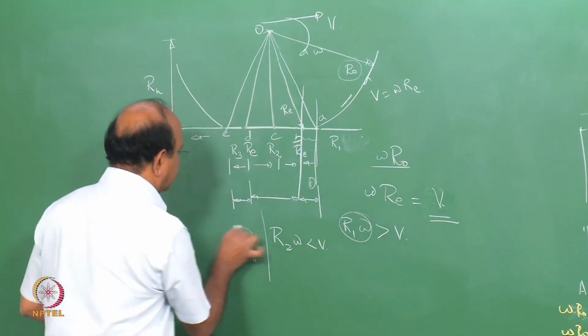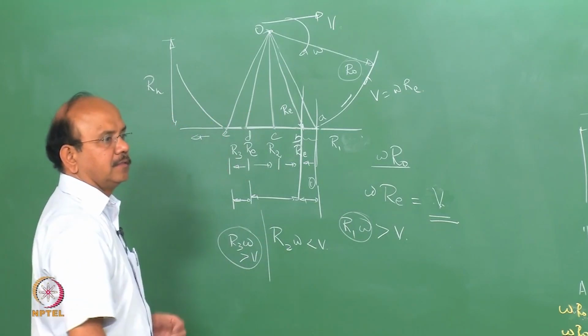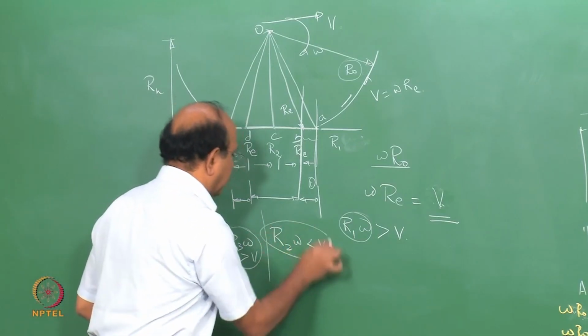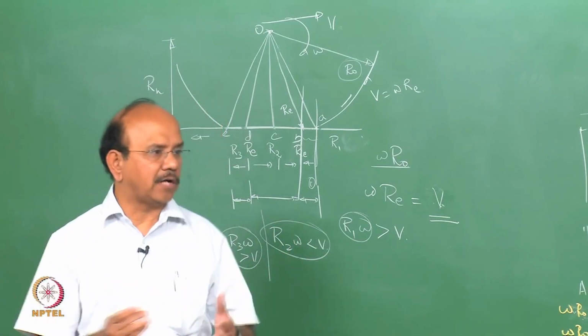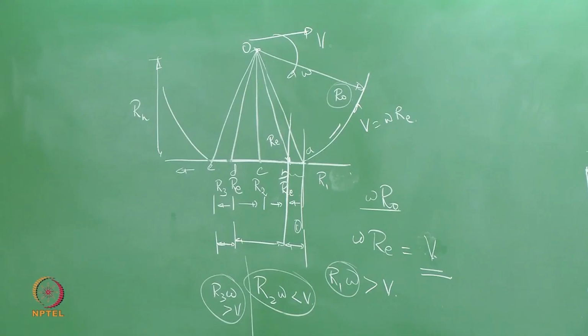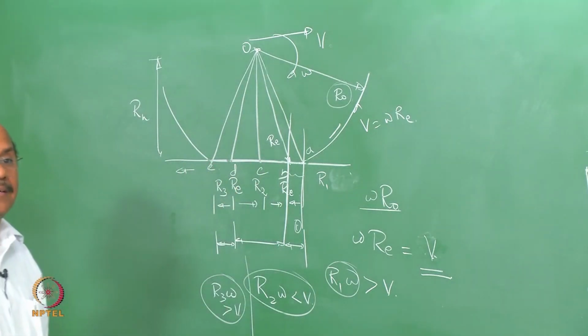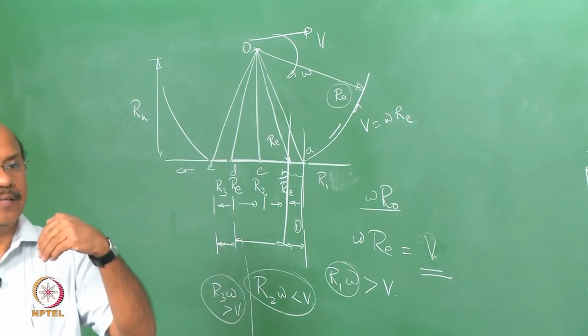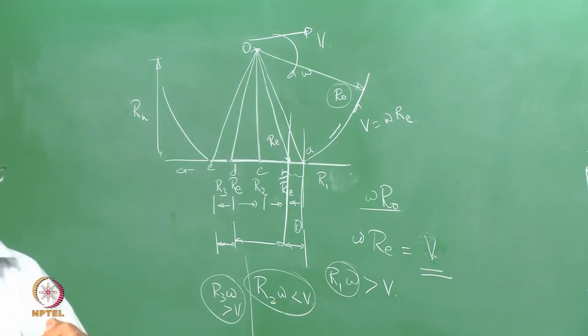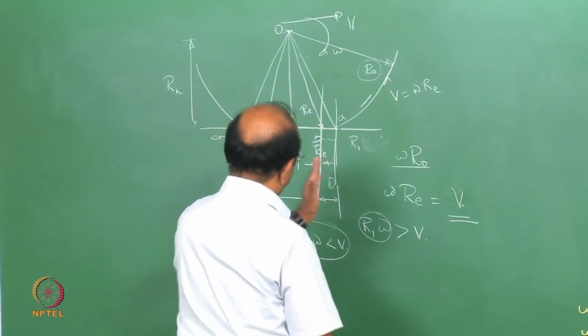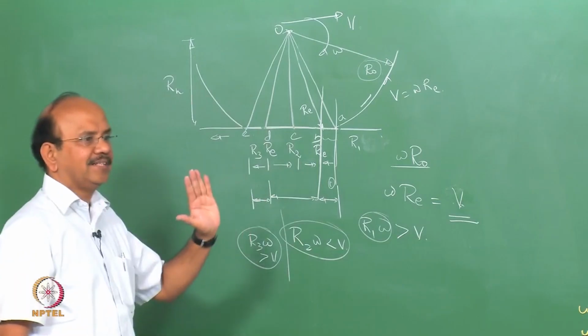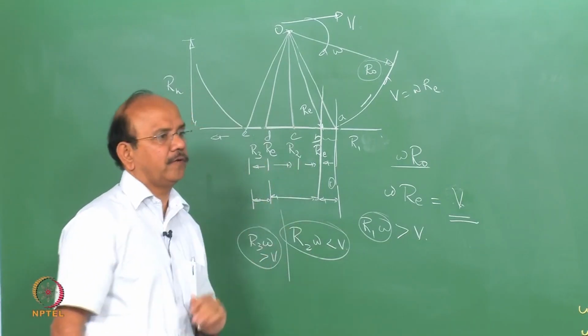Similarly, R3 omega is greater than V. In the same fashion, we can say that R2 omega is less than V because R2 is less than RE. So there are regions where the tendency for the thread to slip will be different. In these three regions, the tendency to slip will be different.